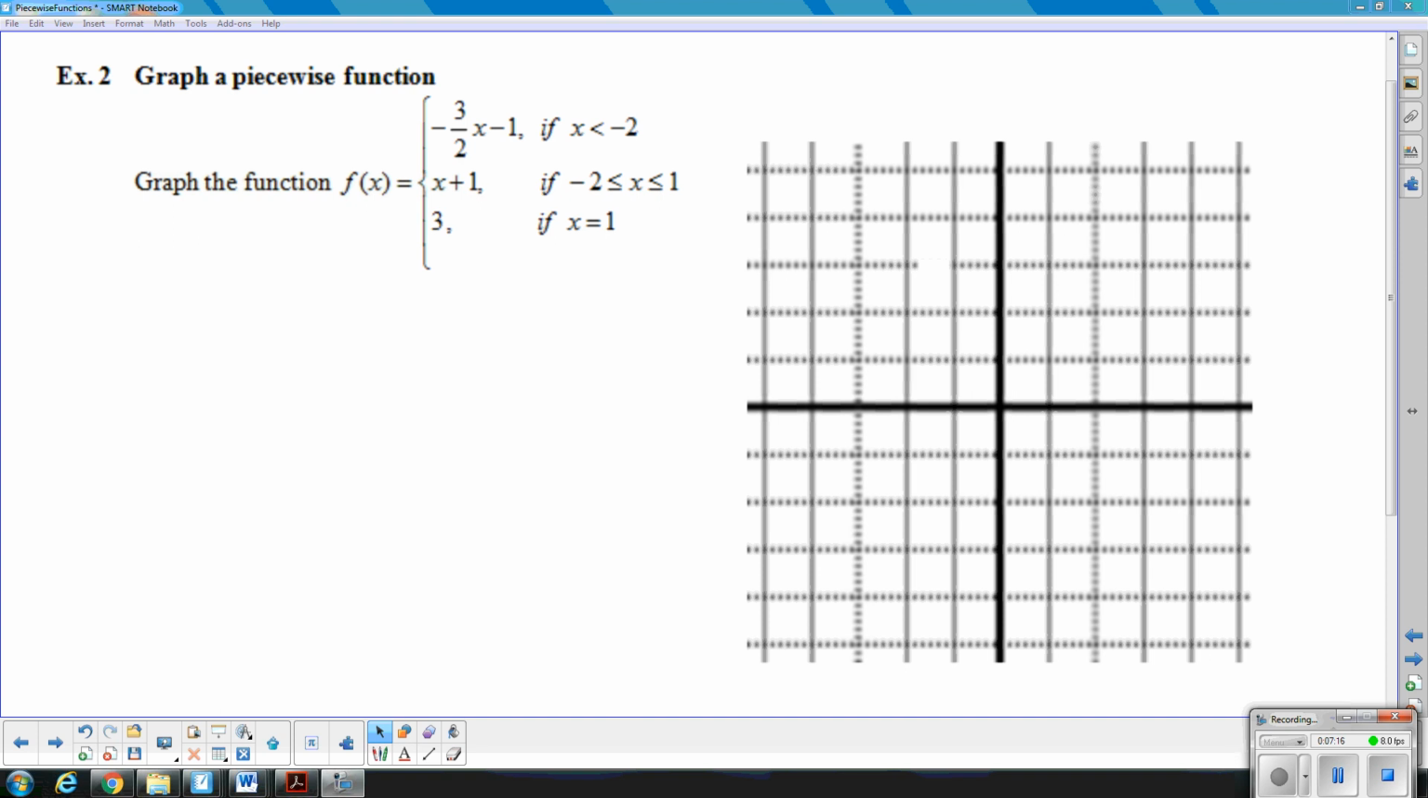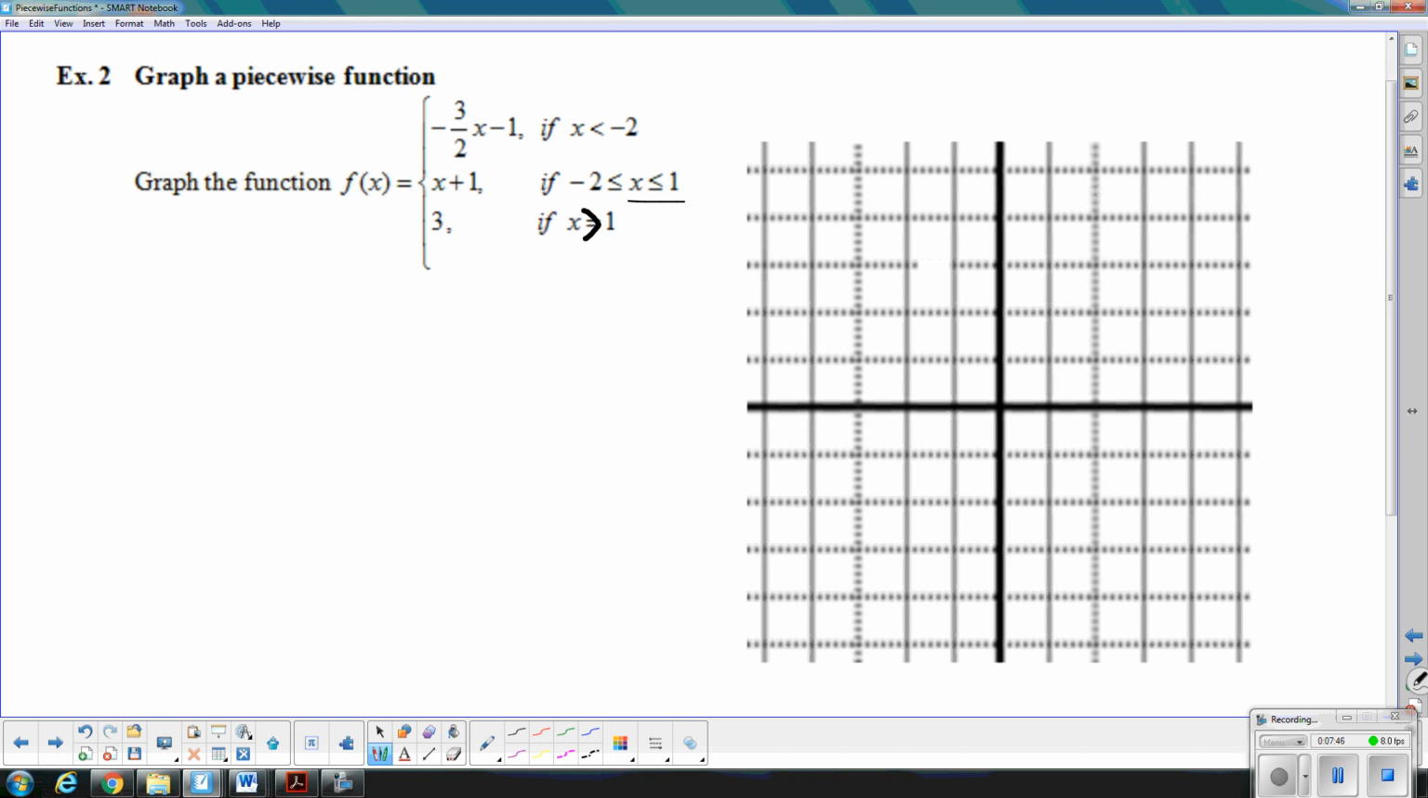Oh, actually, on your note sheet, I need you to change that. It says x equals, but it should say if x is greater than 1. We already included 1 up here. So your note sheet should say f of x equals 3 if x is greater than 1. Okay, so we're going to graph this.